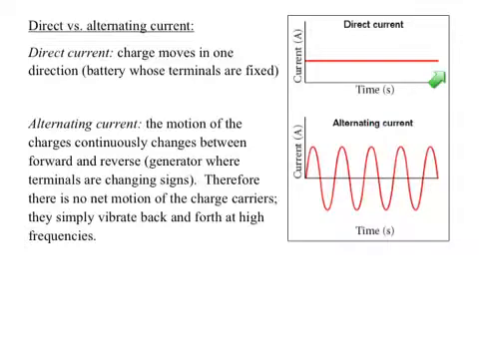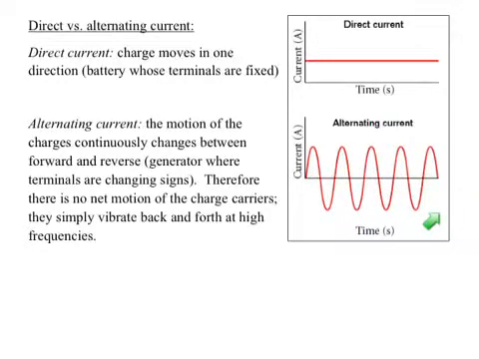Now, AC current, or alternating current, is the motion of the charges continuously changing between forward and reverse. The idea is like a generator whose terminals are changing. So think about the positive and negative ends of a battery. The electrons are going to want to flow toward the positive end, right? But then imagine if that end kept switching. The electrons are going to go back, then forth, then back, then forth. That's the idea of alternating. Electrons are going back and forth like this.